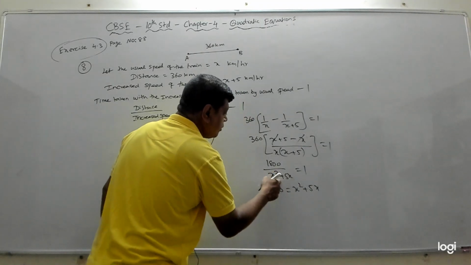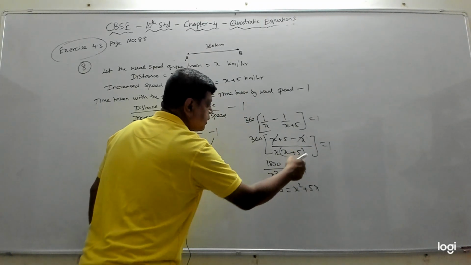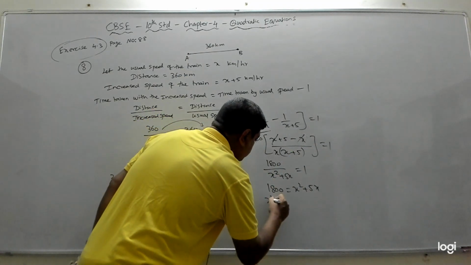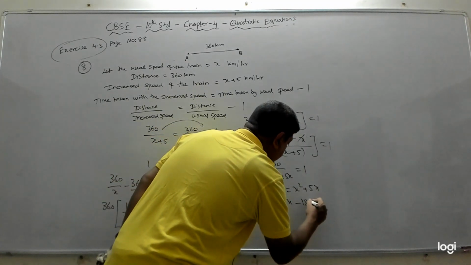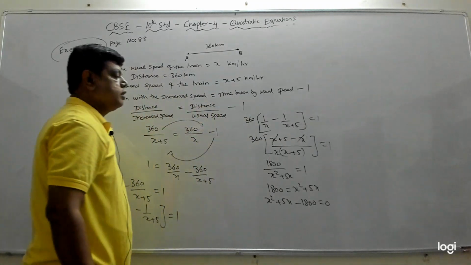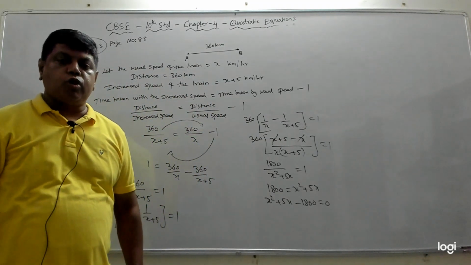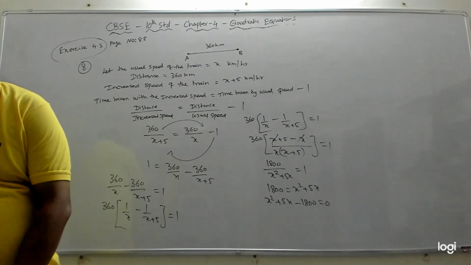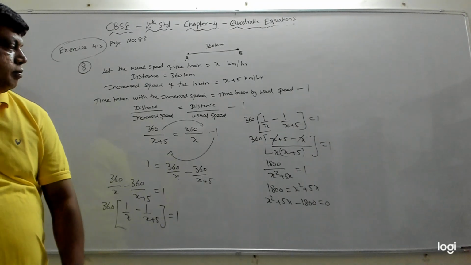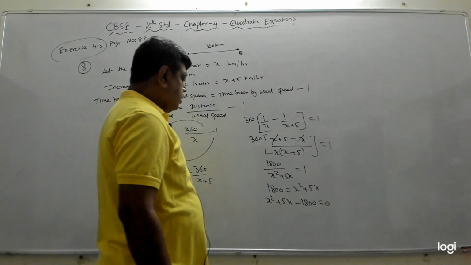But this will go here, it will go to the numerator, 1 into x square. So I will write x square plus 5x, and minus 1800 comes this side. It will become minus 1800 equal to 0. Now we should factorize this and then find the value of the speed. Right?